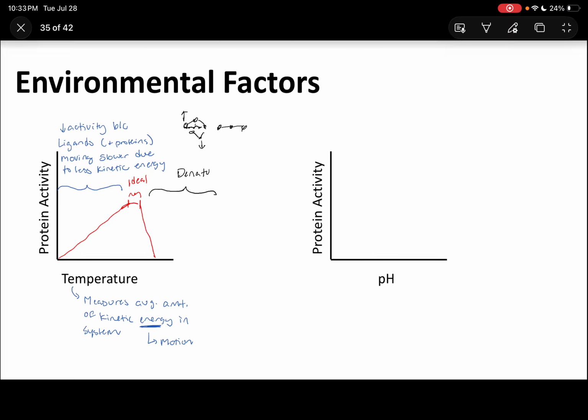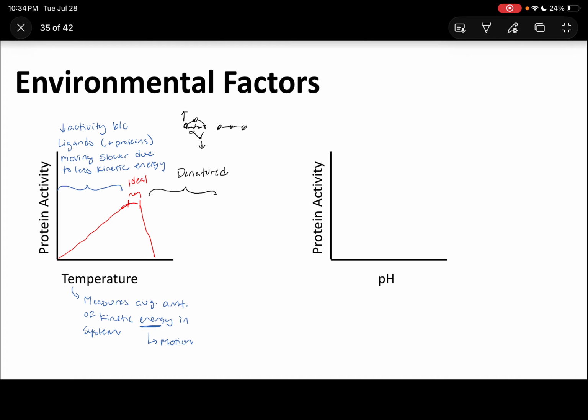So the issue here at these really high temperatures is that the proteins become denatured. There's so much kinetic energy that the amino acids are pulling away from each other with enough force that they can physically break the bonds that are holding the amino acid chains into the right three-dimensional shape.